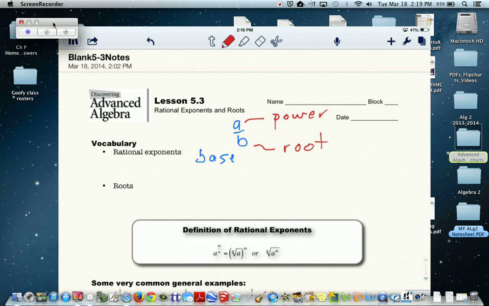So if we look at the examples down here, if we give you a for the base raised to the m power divided by the n root, so that's what the m/n stands for, you can write it one of two ways. You can do the root and then raise it to the power, or you can do the power and then take the nth root.